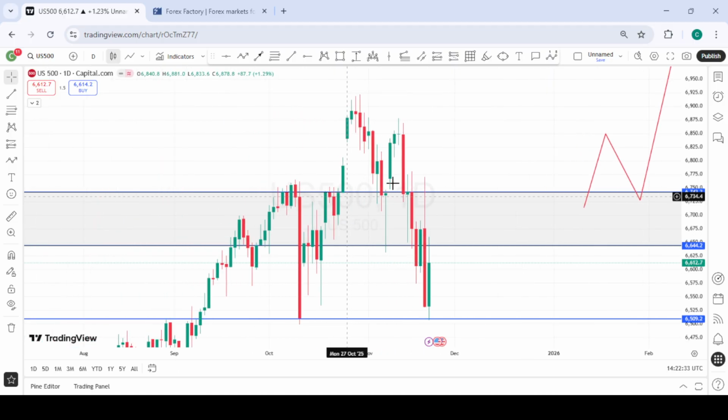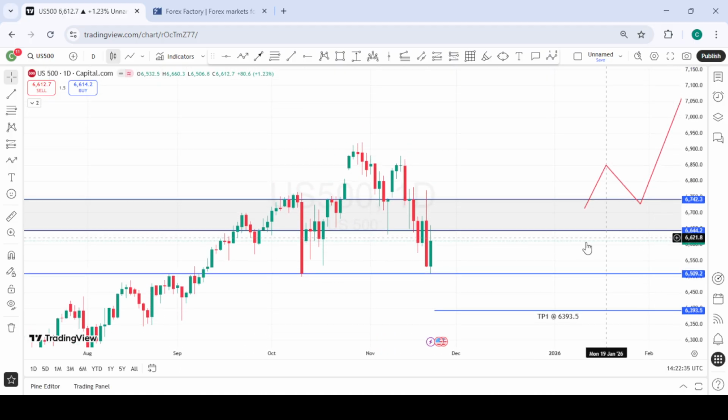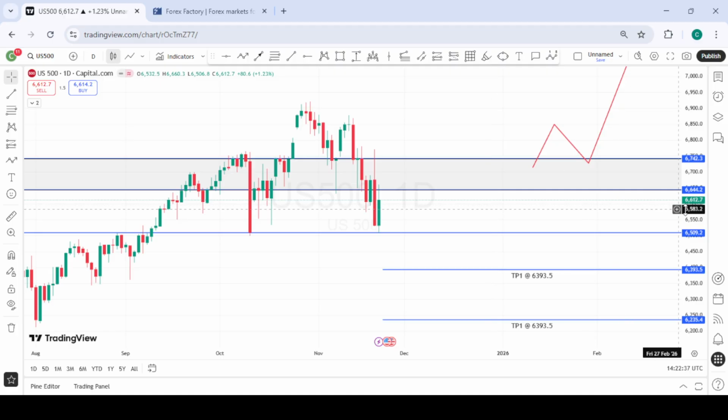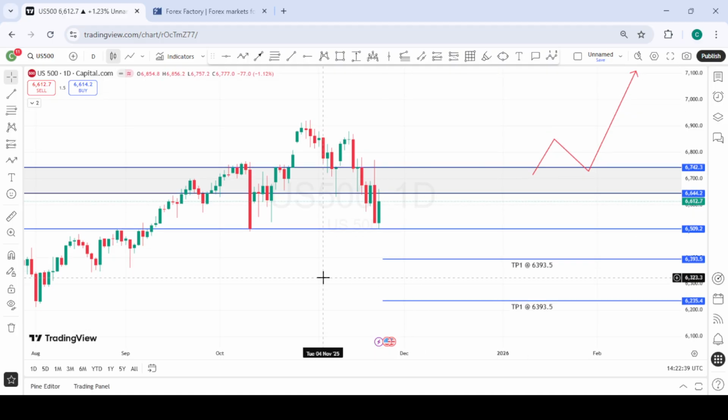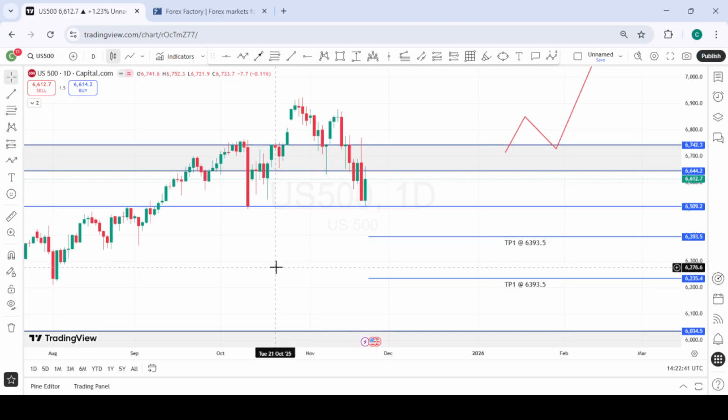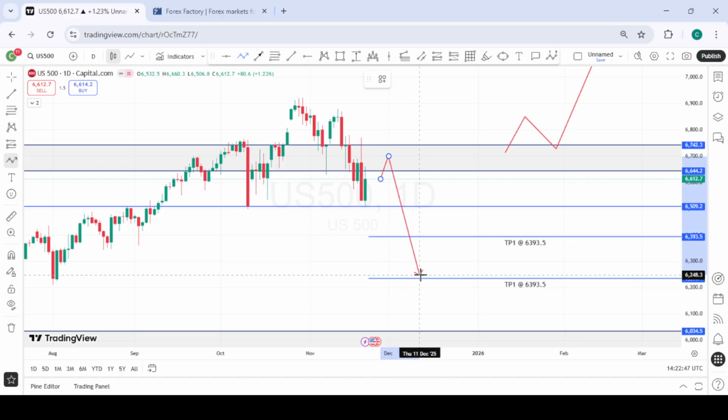We have here S&P 500, and the S&P 500 on the weekly perspective and the daily perspective is very bearish now. And so for the coming week, what we'll be looking out for is a possible pullback into this area of interest. We look for selling confirmations and we take the sells to the downside.